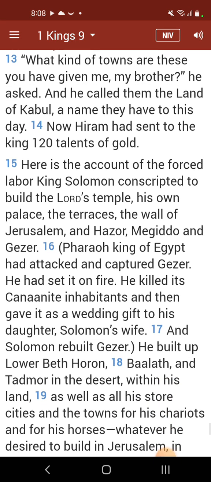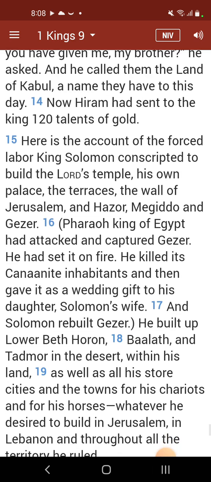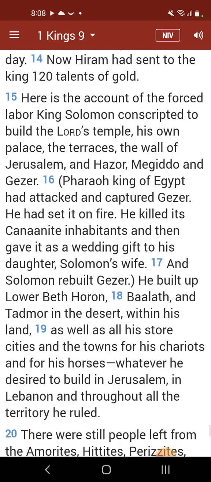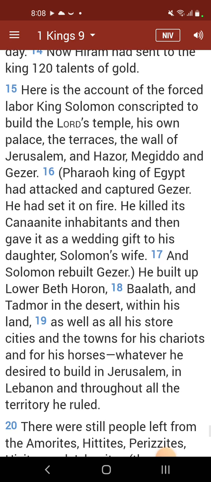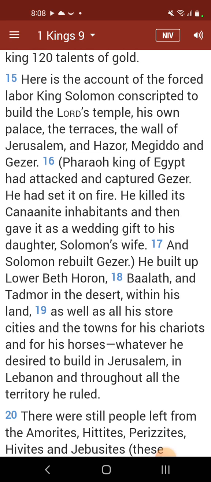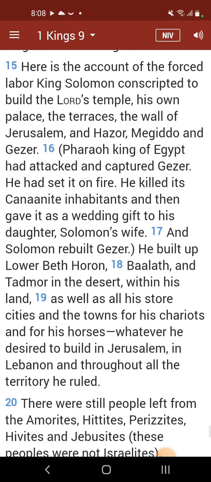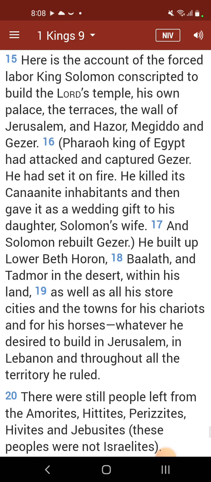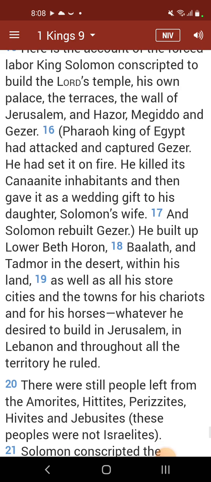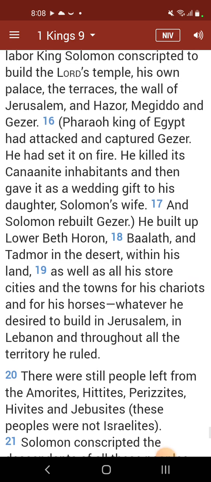Here is the account of the forced labor King Solomon conscripted to build the Lord's temple, his own palace, the terraces, the wall of Jerusalem, and Hazor, Megiddo, and Gezer. Pharaoh, king of Egypt, had attacked and captured Gezer. He had set it on fire. He killed its Canaanite inhabitants, and then gave it as a wedding gift to his daughter, Solomon's wife.